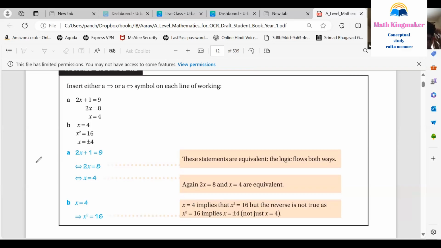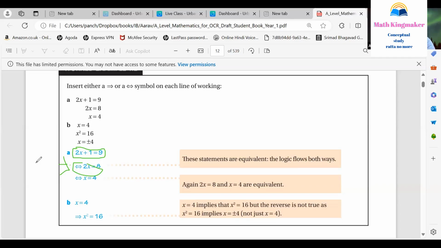Okay, sir, I have a question. I didn't understand this part here. You start with the first line, 2x plus 1 is equal to 9. That's given in the question. Then why do you insert this symbol? Shouldn't it be this arrow, the single arrow from left to right? This one arrow you can insert, but these two statements are equivalent. For equivalency, if 2x plus 1 equals 9, then 9 is also equal to 2x plus 1. So you can insert this symbol also here.